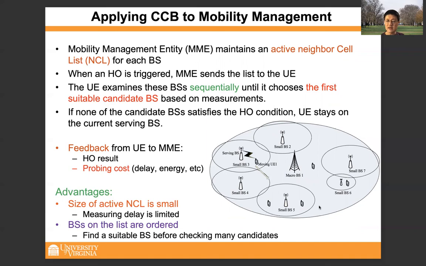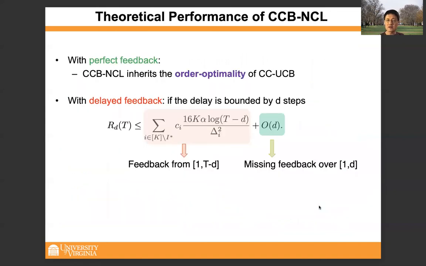The second is that the base stations on the list are ordered, so they have to be examined one by one. This would help accelerate the handover procedure. You don't have to check too many candidates. And based on our CCB algorithm and its analysis, we can derive a rigorous theoretical performance guarantee that CCB NCL really inherits the order suboptimality of CCUCB.